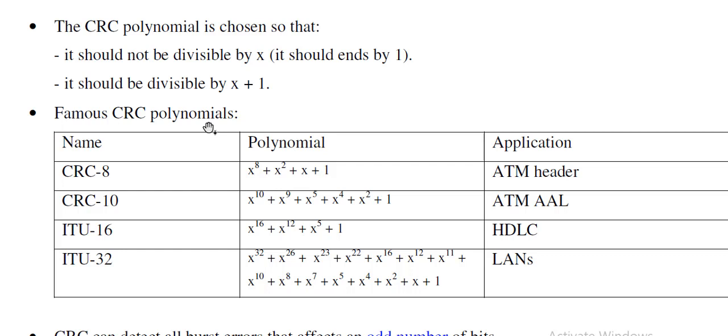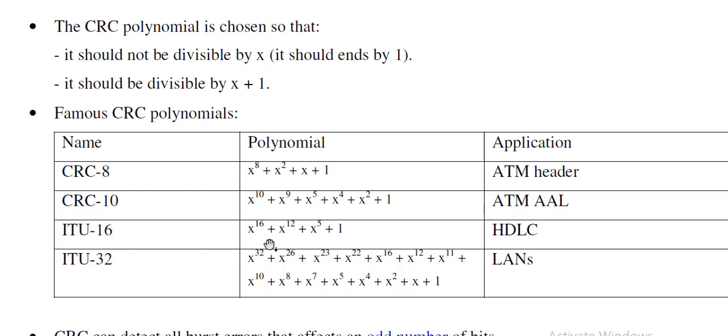The CRC is so powerful, but it has some properties. First, the chosen polynomial should not be divisible by x, which means it should always end with 1. Any polynomial that we choose has to end with 1, and it should be divisible by x plus 1. This is a property to guarantee the strength of the CRC.